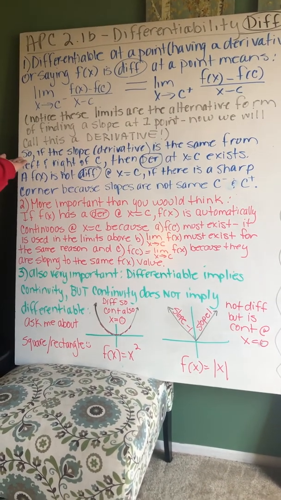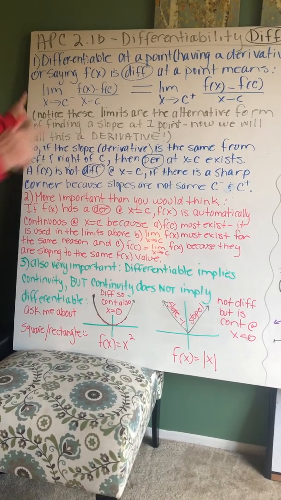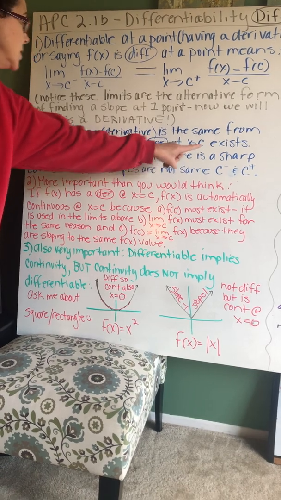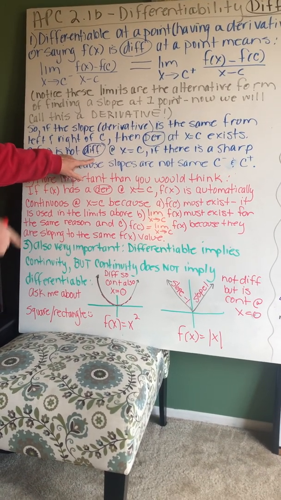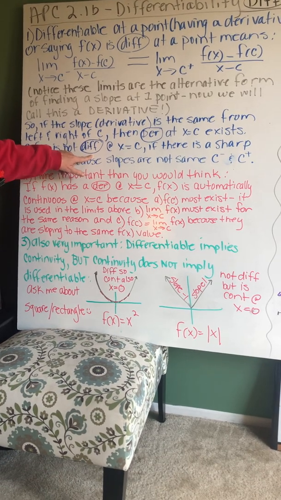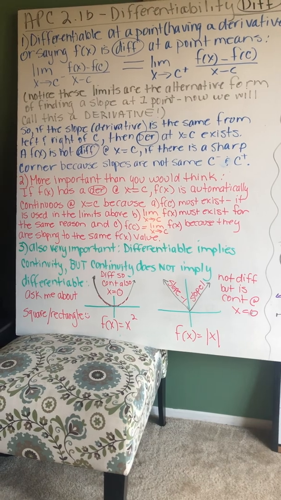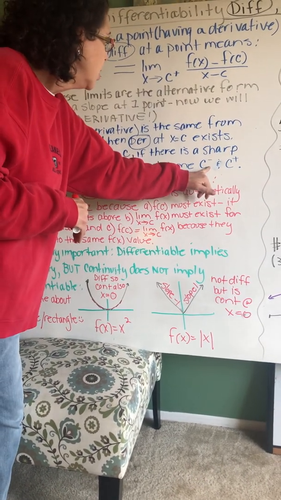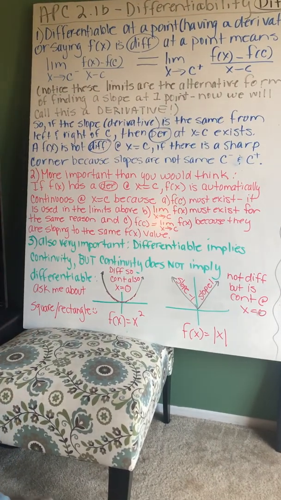So we're in blue here. If the slope or derivative is the same from the left and right of c, then the derivative at x equals c exists. A function is not differentiable, or does not have a derivative, at x equals c if there is a sharp corner there, because the slopes are not the same as you approach from the left and the right of your x value. We're going to see what that looks like.